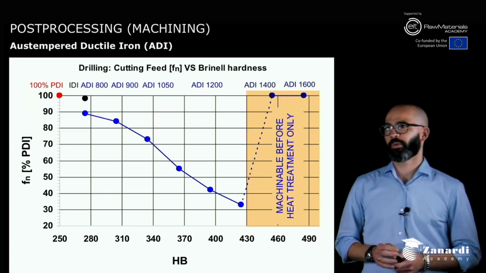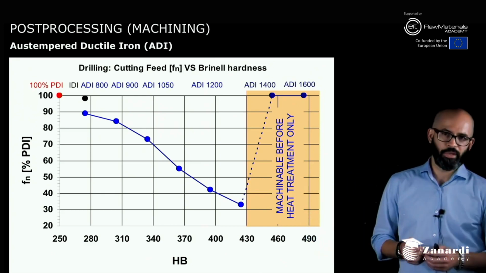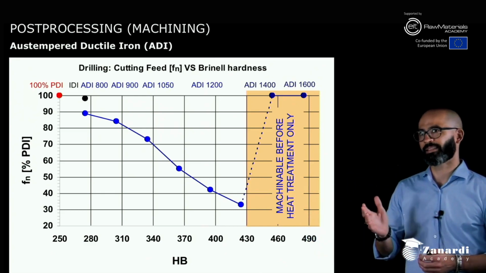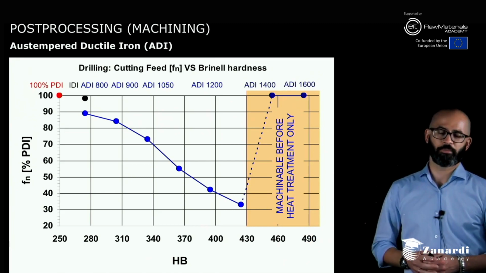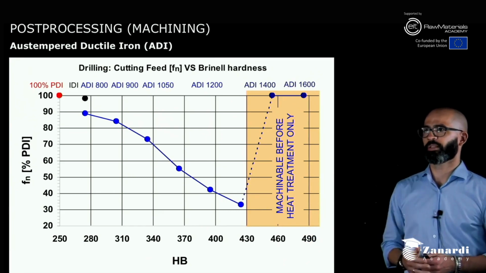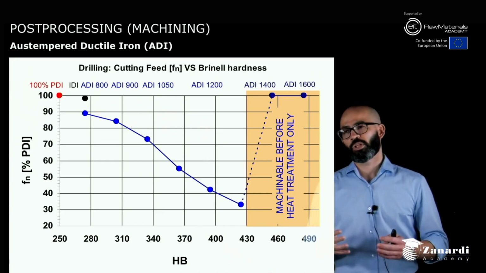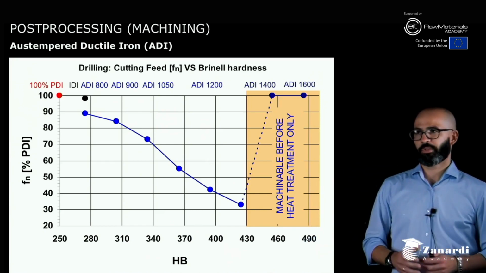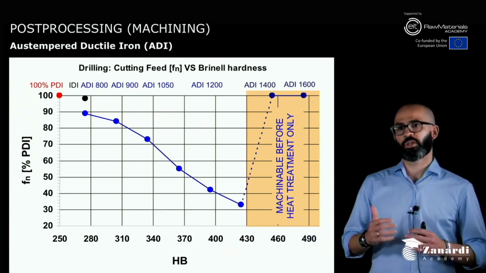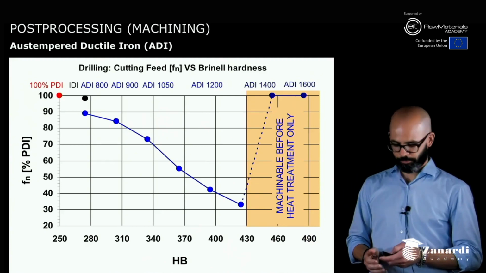It's important to remember that all ADI grades can be, of course, machinable after heat treatment, but when you go over 400 Brinell, so ADI 1400, ADI 1600, we suggest to machine ADI before heat treatment, and finish eventually after heat treatment.